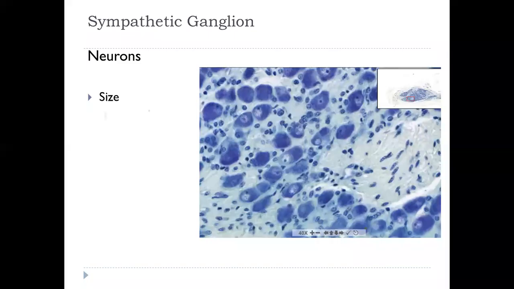So we'll just take a look. The size of the neuron will be small. Compared to the spinal ganglion, the size of the neuron in the sympathetic ganglion will be smaller. So when you're drawing in your record also, keep that in mind. Size of neuron is smaller. The shape of the neuron, just look, it is irregular. When you're drawing in your record, you can draw it somewhat star-shaped.